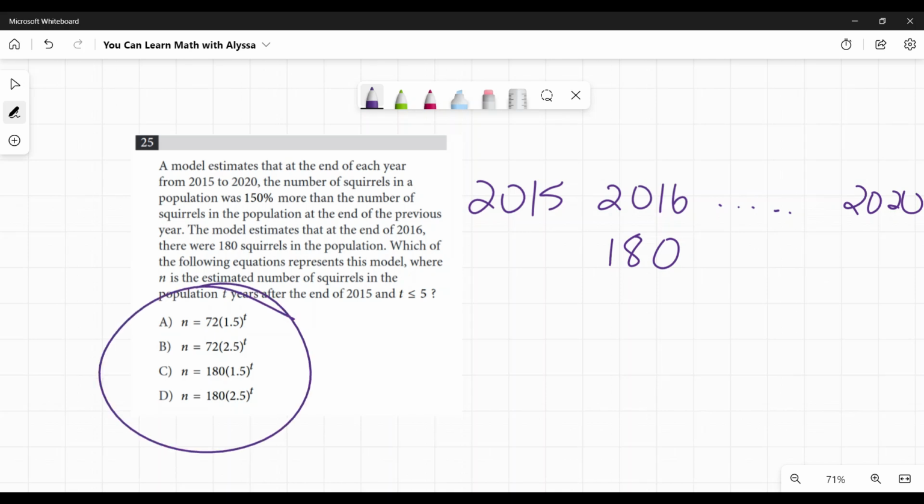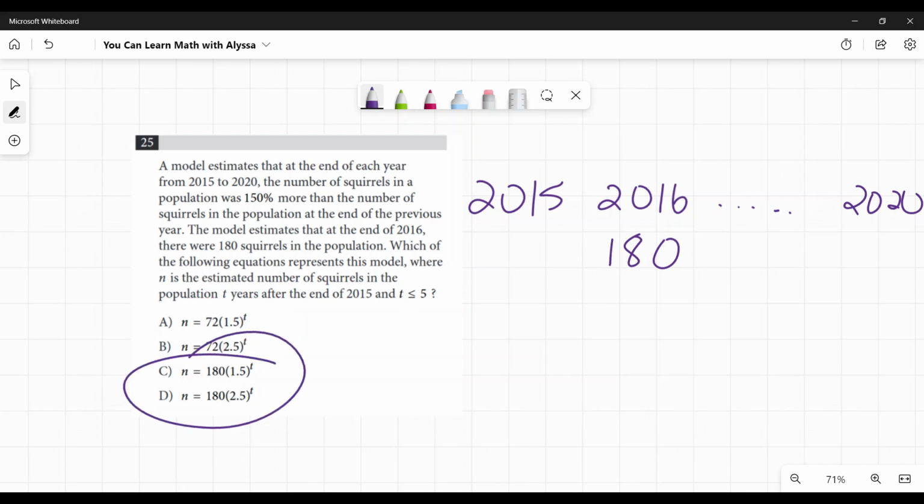And we'll look at my options here, because especially with word problems, I always think it's a good idea to look at your multiple choice answers. If you're having a little problem wrapping your head around what they're asking, it can get you pointed in the right direction. So what do you see? I see 72 is used twice, and the difference here is whether I'm multiplying by 1.5 or 2.5. And then I see 180 used twice, and the difference being multiplying by 1.5 or 2.5. So I'm like, okay. So now I know I either need to figure out if I'm starting with 72 or I'm starting with 180. Because when you have these exponential functions, that's what it is.